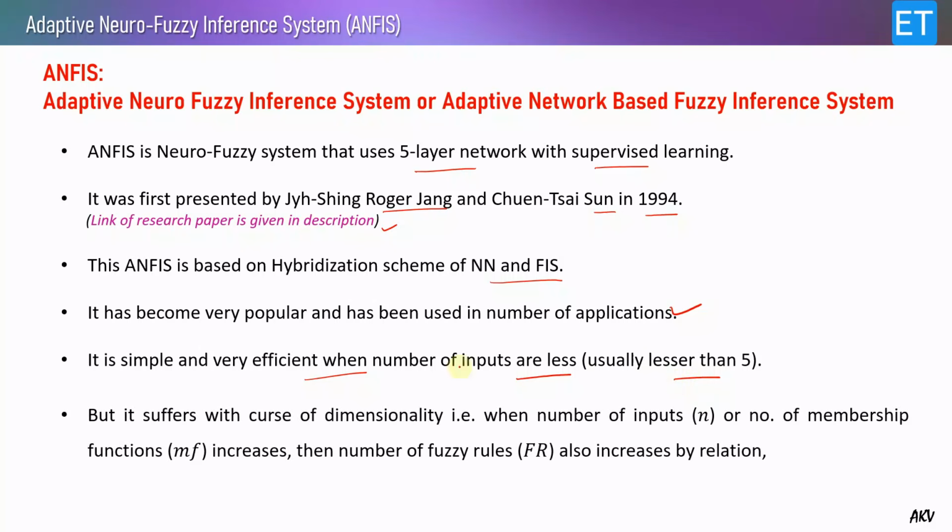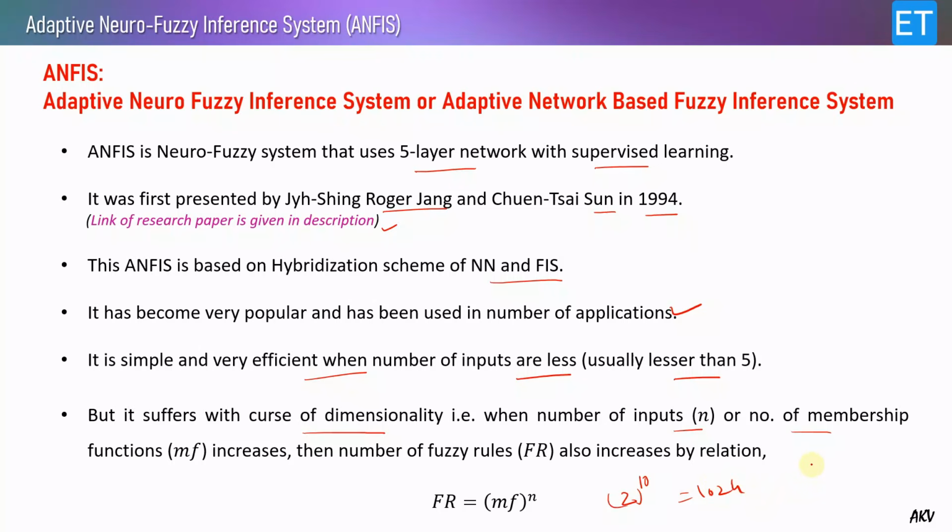But it suffers from the curse of dimensionality. It means when the number of inputs or the number of membership functions per input increases, the number of fuzzy rules also increases by this relationship: the number of fuzzy rules is equal to the number of membership functions to the power of the number of inputs. So if you have, let's say, 2 membership functions for each input and the number of inputs is 10, then there will be 1024 fuzzy rules.